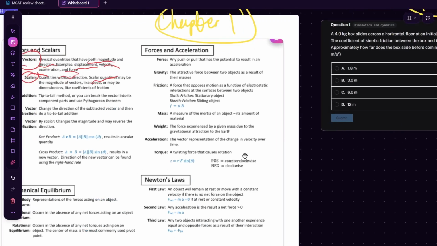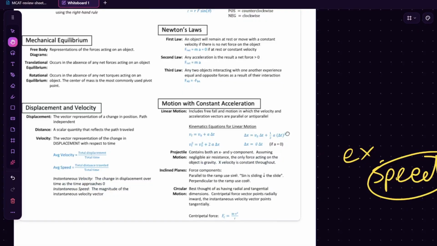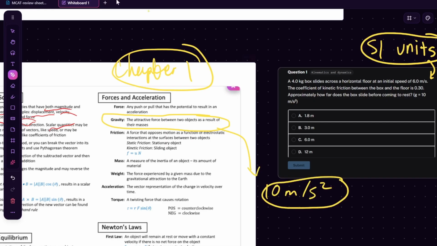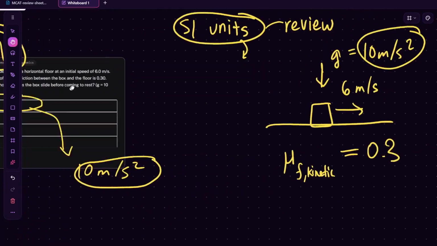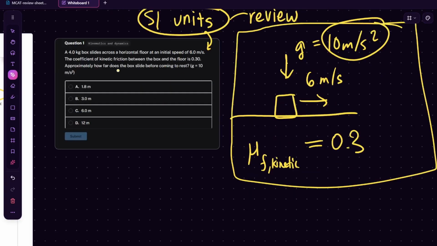I'm not sure if that was on the review sheet. Did it say that? Oh, that's sad. Wow, there's some stuff missing here. Okay, we don't have that on the review sheet. Well, gravity will always be 10 meters per second squared. It's actually a little bit less than that, I think it's like 9.8, but when you're doing the MCAT, you don't have a calculator, so you can just round it to 10 and you'll be fine. Then you always draw your diagrams like I'm doing here, and then figure it out.